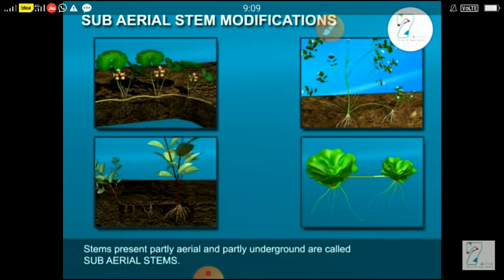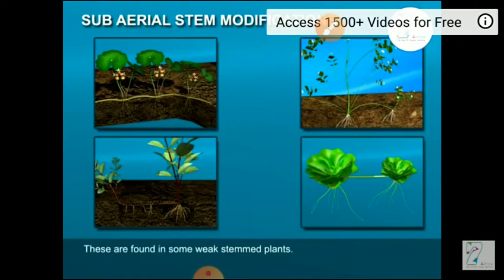Students, do you know what are subaerial stems? Stems present partially aerial and partially underground are called subaerial stems. That means the stems which grow partially above the ground and partially below the ground are called subaerial stems. These are found in some weak-stemmed plants and they are used for vegetative propagation.